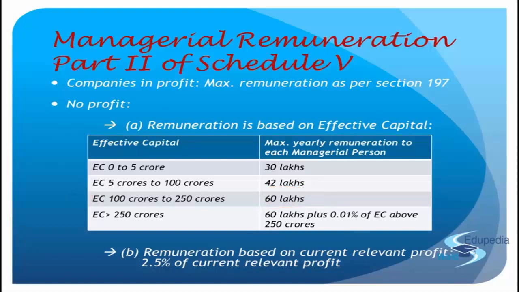Ready? 60 lakhs. If your effective share capital is greater than 250 CR, then 60 lakh plus 0.01% of effective capital above 250 CR. So for example, if your effective capital is 500 crores, big company, right? Then what maximum limit you have is 60 lakhs plus 0.01% of 250 crores, right? So it will be 2.5. Getting the point? 2.5 crores, right?